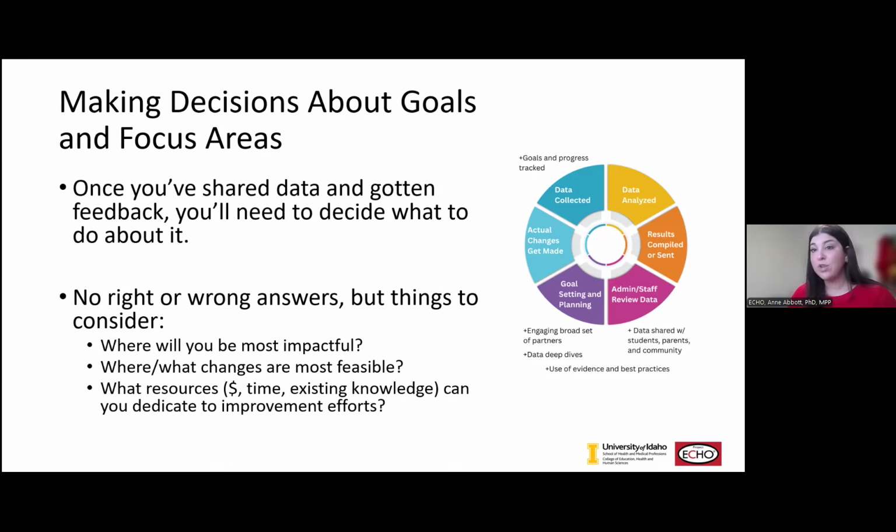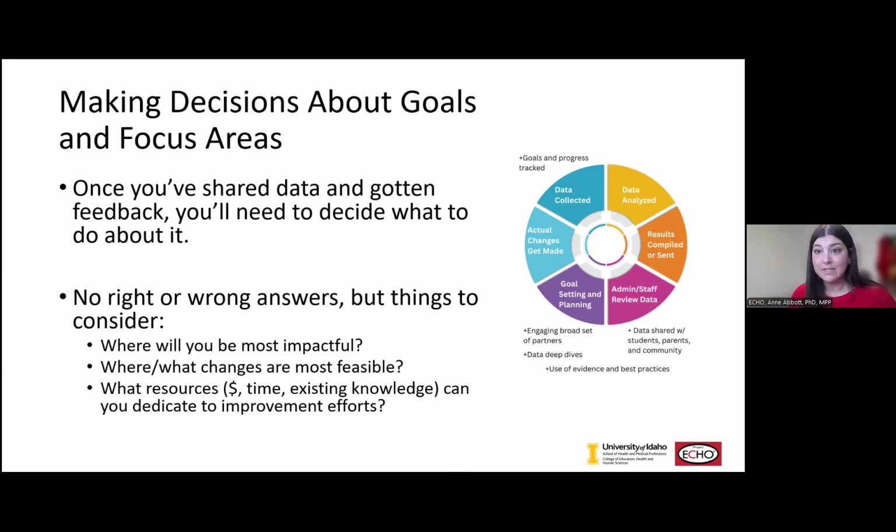So, right, where will you be most impactful with your efforts? Where or what changes are most feasible for you to work on? There might be things that are super interesting in the data, but aren't super feasible for you to address either in the short term or just as the school, right? And that might be where you think about a partnership.